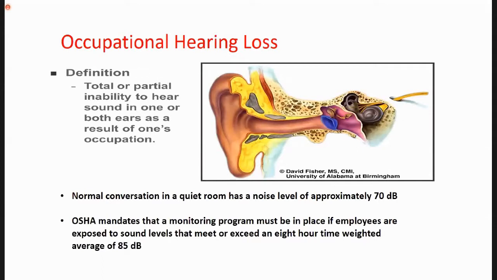Occupational hearing loss. Noise is an environmental hazard. In normal conversation we have approximately 70 decibels of noise, which we can tolerate. If it goes beyond 80 decibels, then it has crossed the limits; according to OSHA, the Occupational Safety and Health Administration, the limit they have set is that it should not exceed 85 decibels.